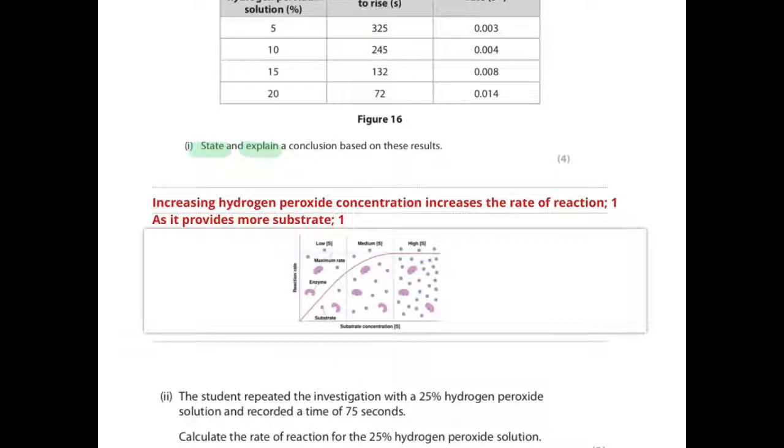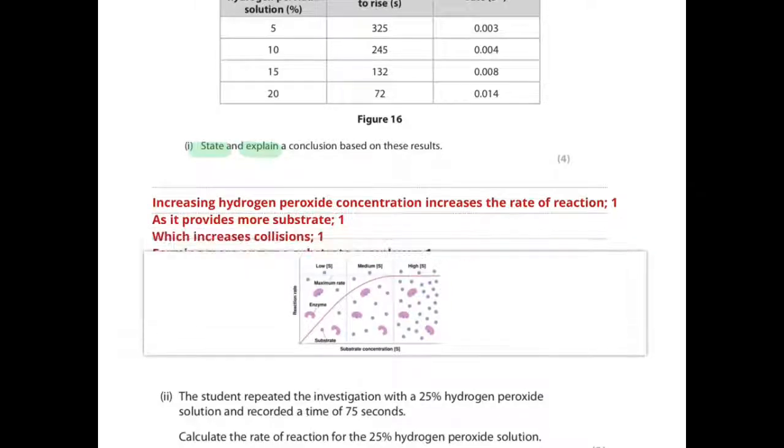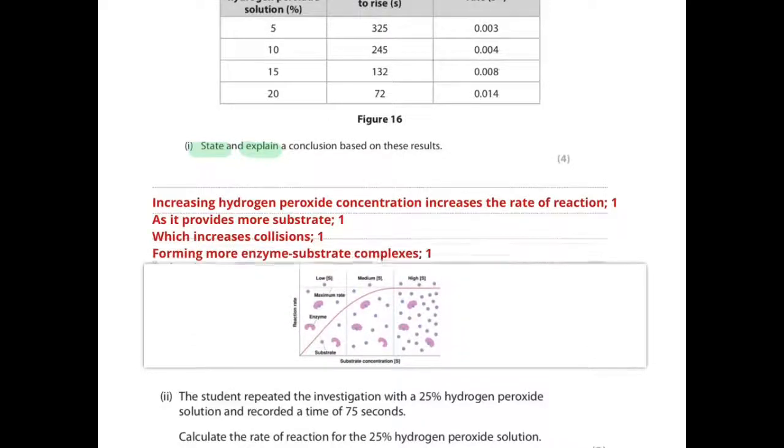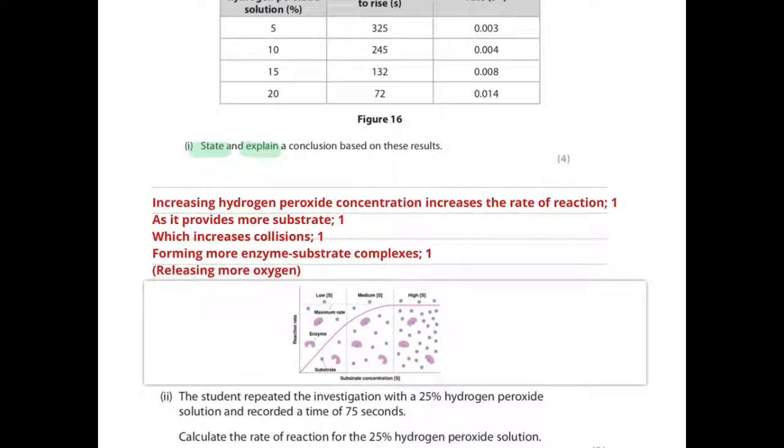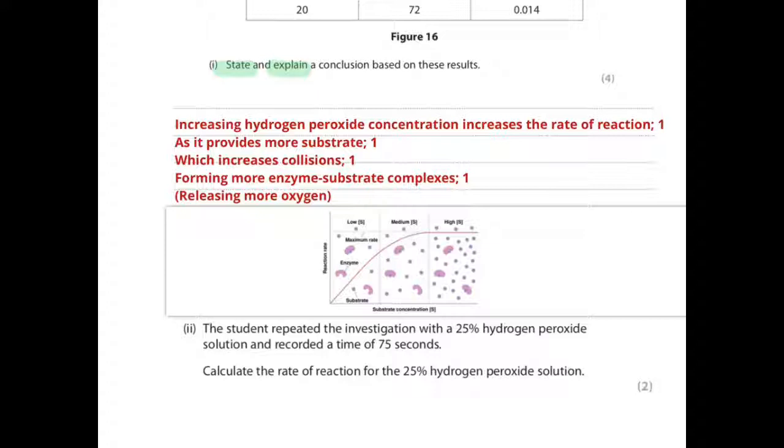So increasing hydrogen peroxide concentration increases the rate of reaction because it provides more substrate, which increases collisions, forming more enzyme substrate complexes. That's what these are here, when the active site and the substrate are bonded together, releasing more oxygen. So that will explain why the rate of reaction increases, because oxygen is the product. Whenever you're explaining enzyme activity, just remember to talk about collisions, because there'll normally be a mark there. Use the terminology substrate, and use the idea of enzyme substrate complexes. This is a very fancy sounding word, but in every sort of explain question, you'll need to reference this.